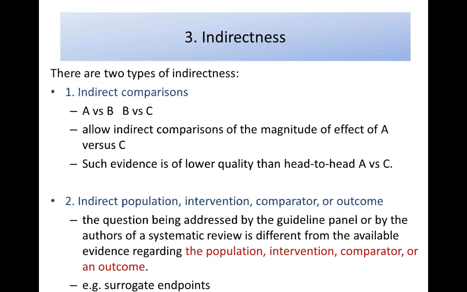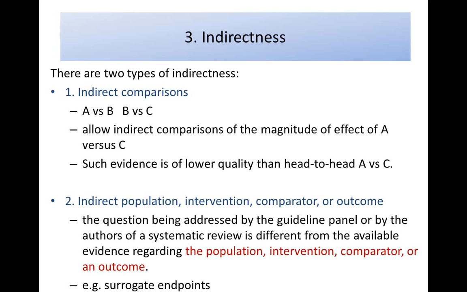Third factor is indirectness in the GRADE system. So the GRADE people have said, right, we consider there to be two types of indirectness that we want you to take into consideration. The first type is whether the comparisons are direct or indirect. And here I'm talking about whether or not you have head-to-head studies or whether or not you've conducted a statistical indirect analysis of some description.